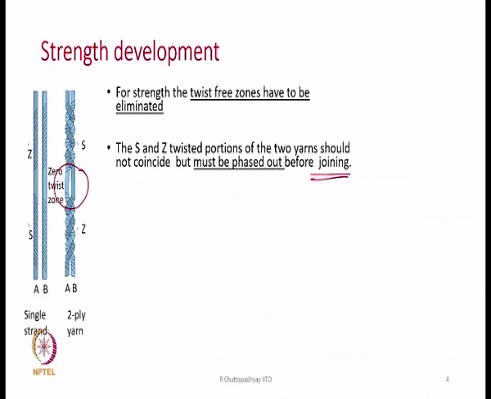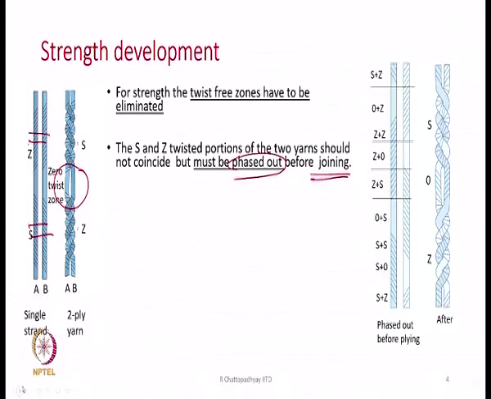That is the solution that we have, that we must make sure that when the Z and Z, S and S should not coincide before they really get twisted around each other. This has to be avoided. So, to avoid this kind of situation, we have to go for phasing out. Phasing out means that one yarn has to be shifted relative to the other, so that ZZ portions, SS portions do not come next to each other.